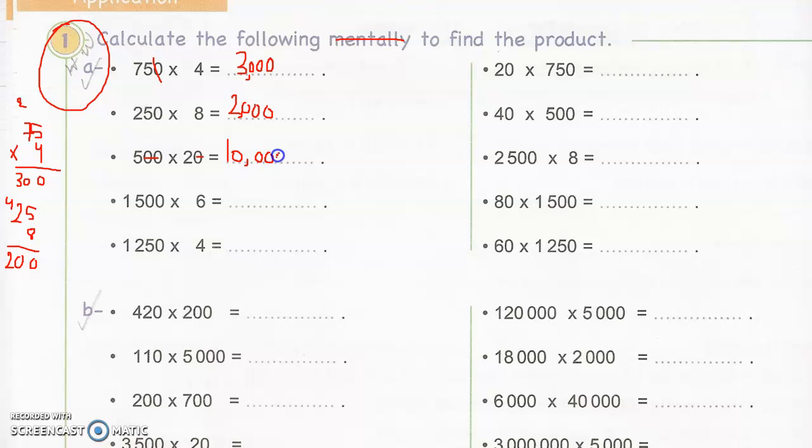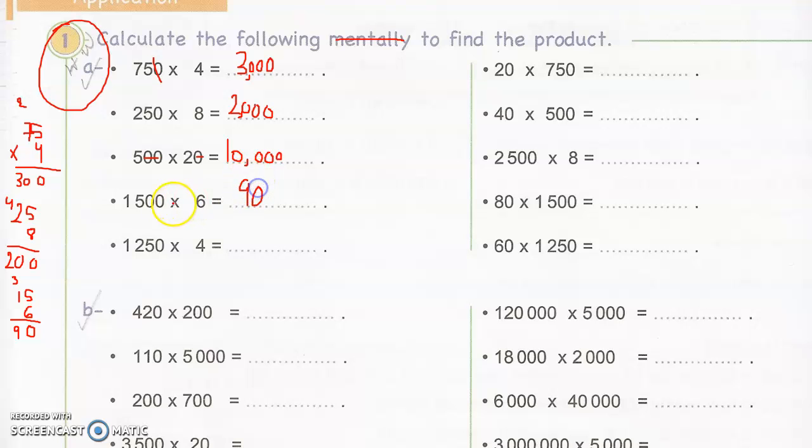Don't forget to place what? The zeros and count them well. Now skip the zeros. 15 times 6. Let's multiply. 15 times 6. 6 times 5, 30. So 0 down and 3 up. 6 times 1, 6, and 3, it's 9. So the answer will be 90.